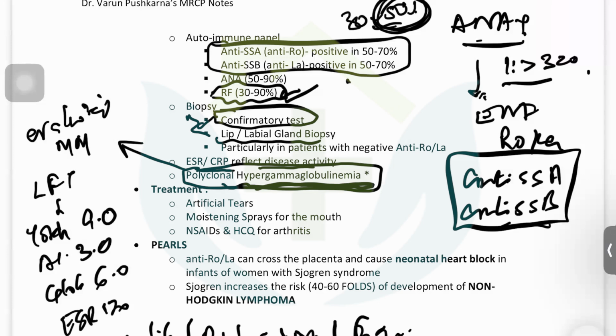Is that clear? Every line in these notes is important because it has been asked in the exam. So whenever you see a polyclonal hypergammaglobulinemia, you think about Waldenstrom's, you think about multiple myeloma, you think about this monoclonal gammopathy of unknown significance. But remember, you also have to keep in differential Sjogren syndrome. Okay?